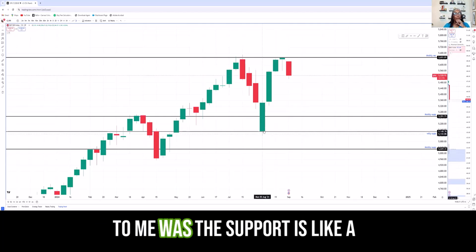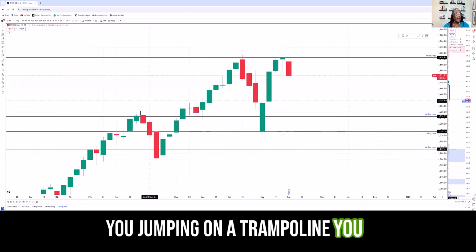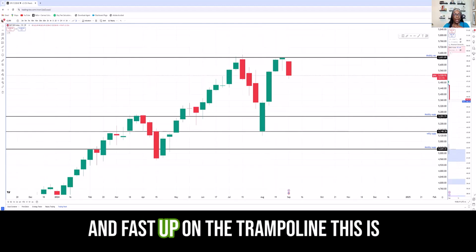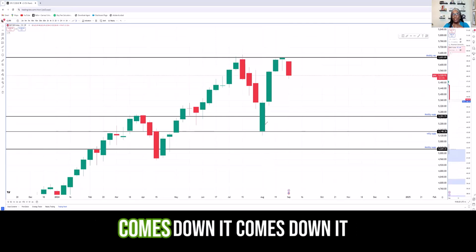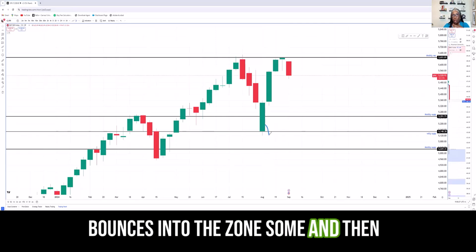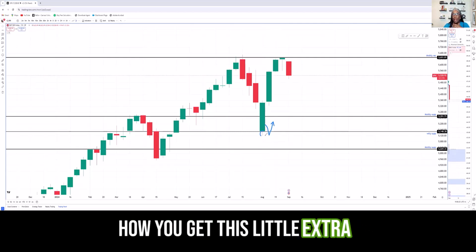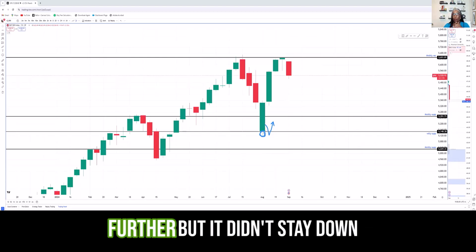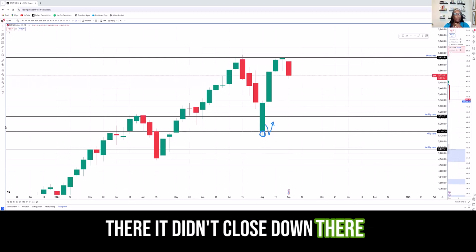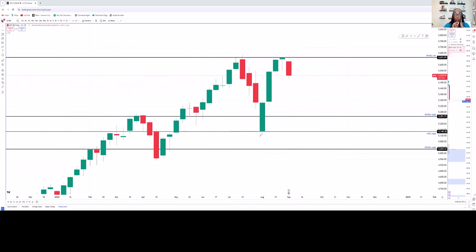What was told to me was this support is like a trampoline. When you're jumping on a trampoline, you don't just stop hard and fast. This is not concrete, right? So when the price comes down, it bounces into the zone some and then goes back up like you would on a trampoline. That's how you get this little extra shadow, extra bounce, whatever you want to call it. The price went down a little bit further, but it didn't stay down there. It didn't close down there. But just know wherever you put a line is a zone.